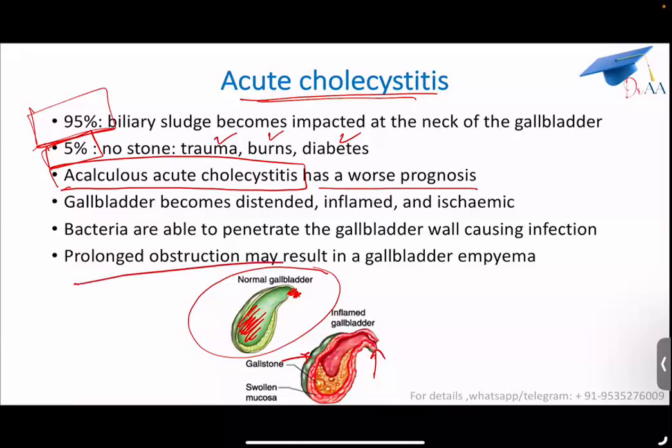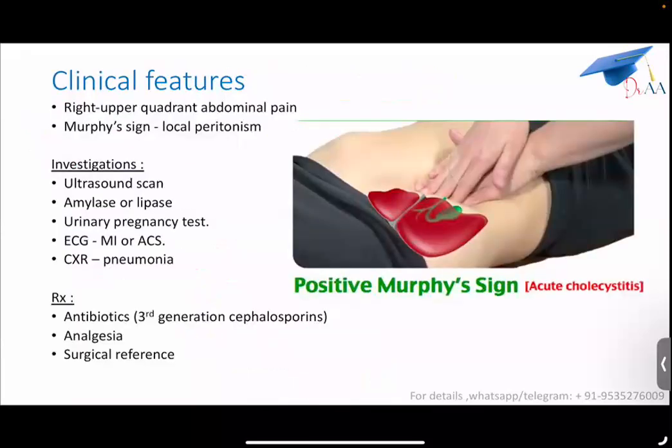Prolonged obstruction may result in bladder emphysema. We'll talk about it in coming up slides. So how do they clinically present? Clinically, it is usually females in their 40s, presenting after eating a lot of fatty food. So the 3 F's: female, in their 40s, eating a lot of fatty food. They'll be associated with right upper quadrant pain.